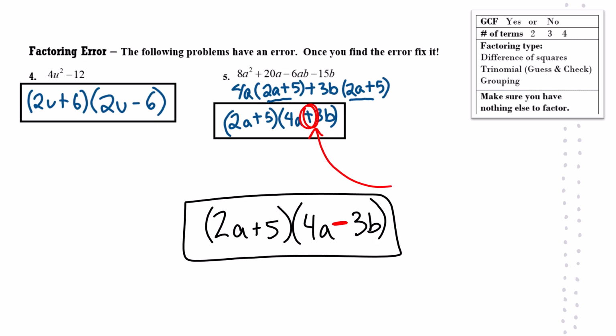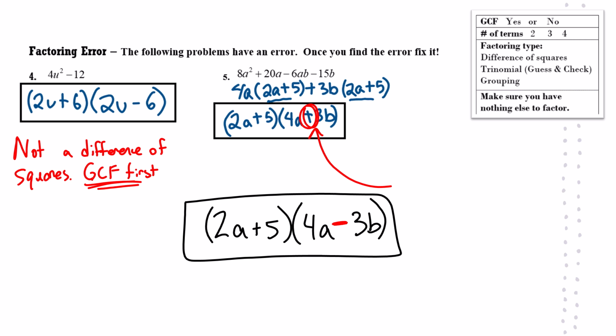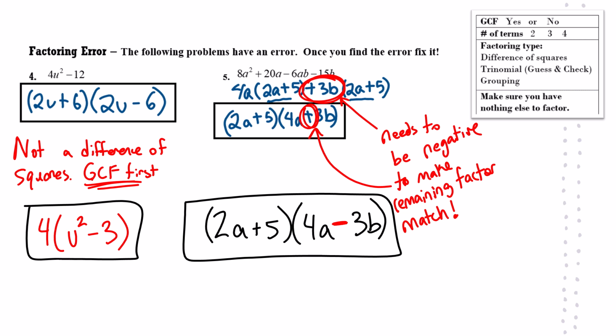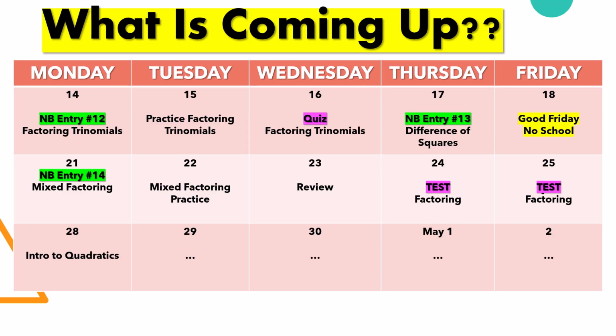On the back side of the warm-up, there is a, I guess my animations didn't quite finish up there, so you can see kind of part of the answer there, but let's take a look at number 4 first. Number 4 is not a difference of squares. It is a GCF first. And so if you take out that GCF, this is then still not a difference of squares. So that final answer is just taking out the GCF. In that number 5, they forgot to factor out the negative. So you've got to take out that negative to make the remaining factor actually match. And so instead of that plus 3b, it should be a minus 3b.